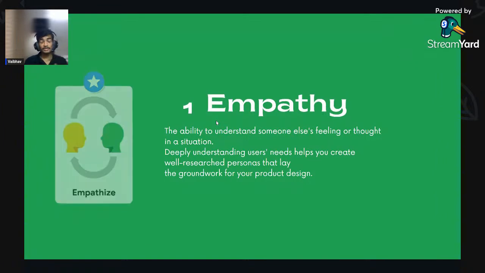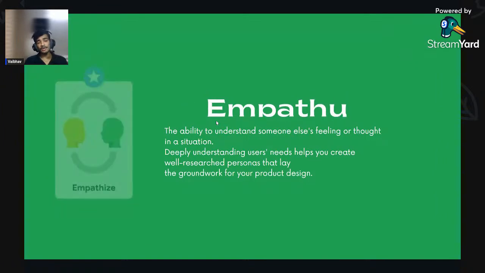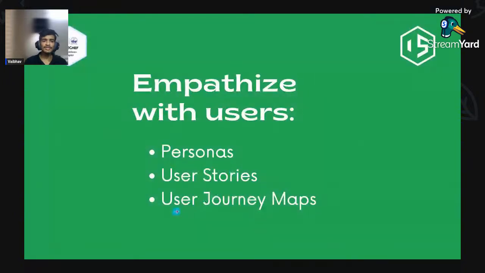Moving on, there are three ways to empathize with the users. One is creating personas, creating user journeys, and using user journey maps. So you might have a doubt, what is persona? Everything will be covered.